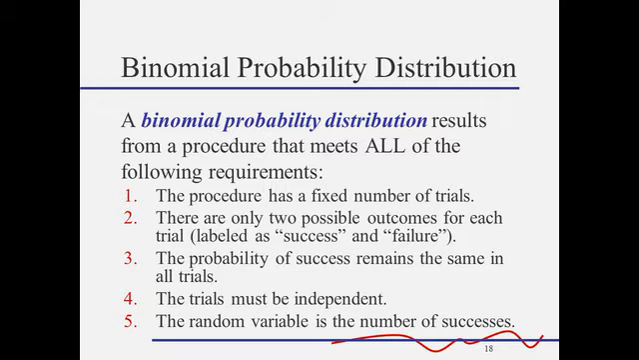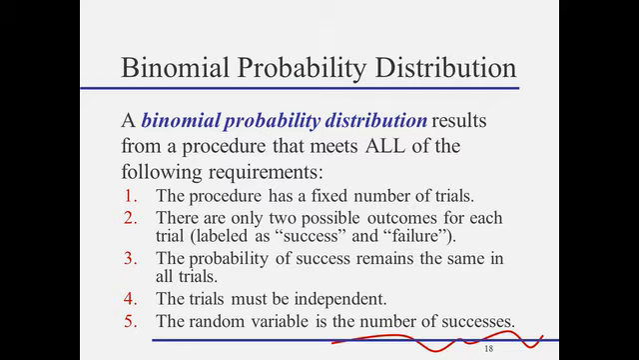Notice this is called a binomial random variable, bi meaning 2, because there are only 2 possible outcomes. It turns out that our 3 coins example is not only a discrete random variable, it's also a binomial random variable. Let's look at the definition.